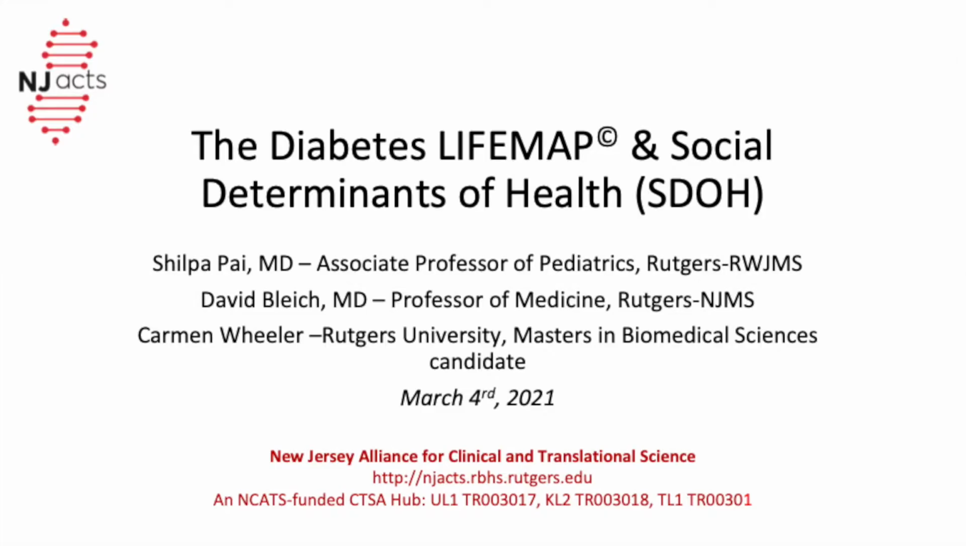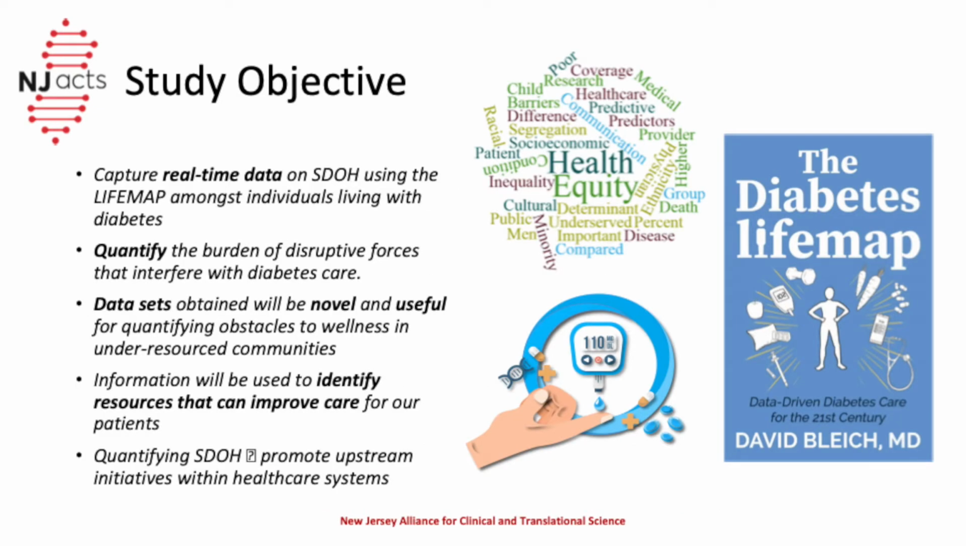Dr. Bleich has already started this LifeMap model, which is a cloud-based platform, and he has been asking patients questions through LifeMap about their lifestyle and how it incorporates into their diabetes care management. One of the things we are trying to do is capture real-time data around social determinants of health in those individuals who are already using the LifeMap tool, because we realize that we really can't affect change and optimize a patient with diabetes's health unless we look at all the different forces that come into play. So looking at social determinants of health specifically.